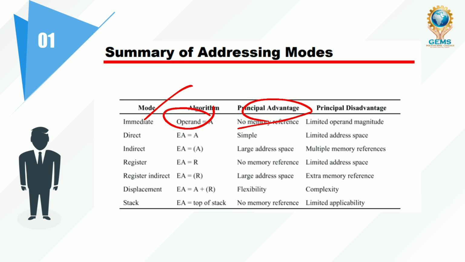So these are the summary of address modes: immediate, direct, indirect, register, displacement, stack. These are the address modes. I hope that you understand everything clearly, why we are using address modes and how we are accessing them.